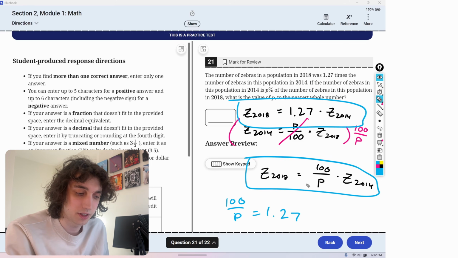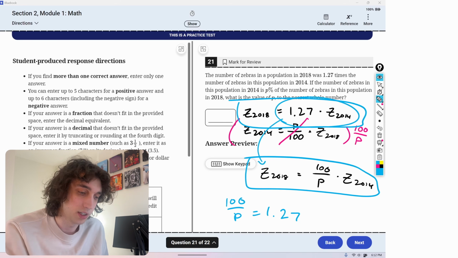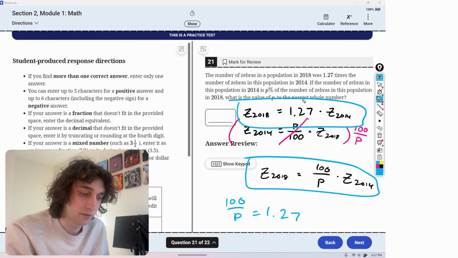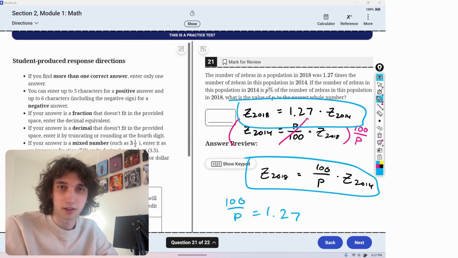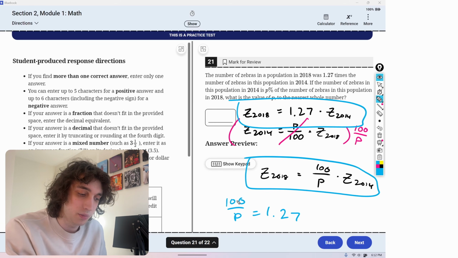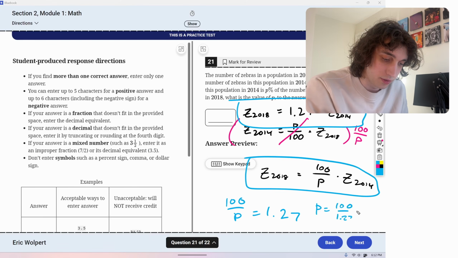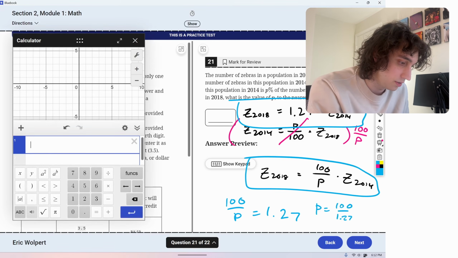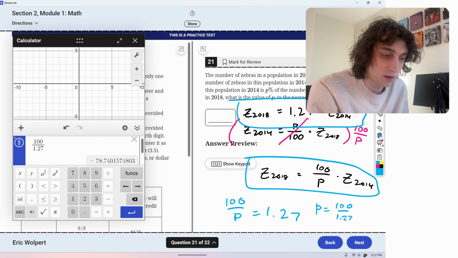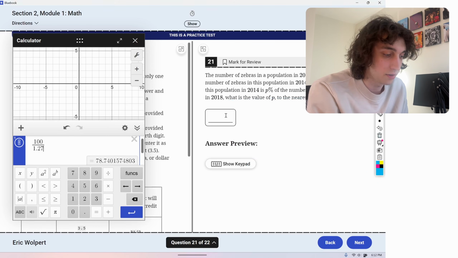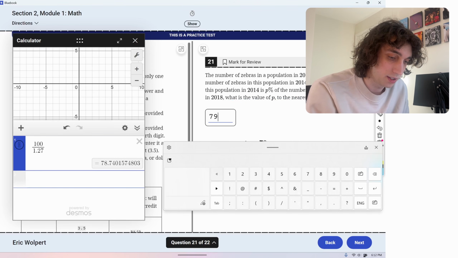You could also think of it as like we're substituting this into z 2018 over there. But that sort of overcomplicates things. I prefer thinking about it as like it's in the same form, so you can just like line up your slopes. So p would be 100 divided by 1.27. And we can put that into Desmos to solve. We get 78.74. We're asked to find the nearest whole number, so we would just say 79.